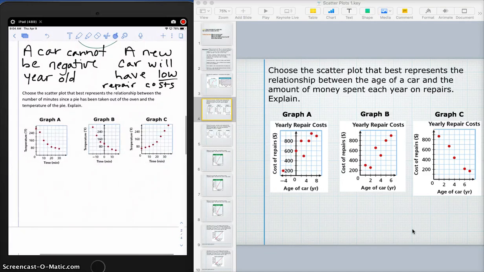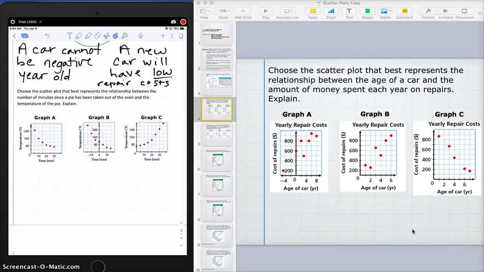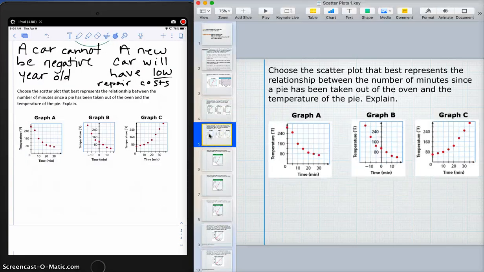Next problem. Again, we're going to choose a scatter plot that best represents the situation we are given. Here we're looking at the number of minutes since a pie has been taken out of the oven, or you could think about really anything that you take out of the oven, and the temperature of that item. Okay? So again, we want to think about, okay, what's different between all these three graphs? Okay? Graph B, we've got negative time. Graph A, we've got negative correlation, and graph C, we've got a positive correlation.